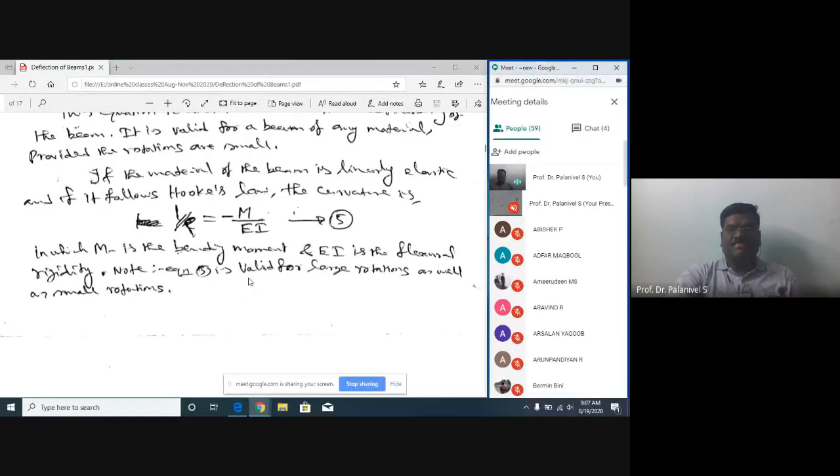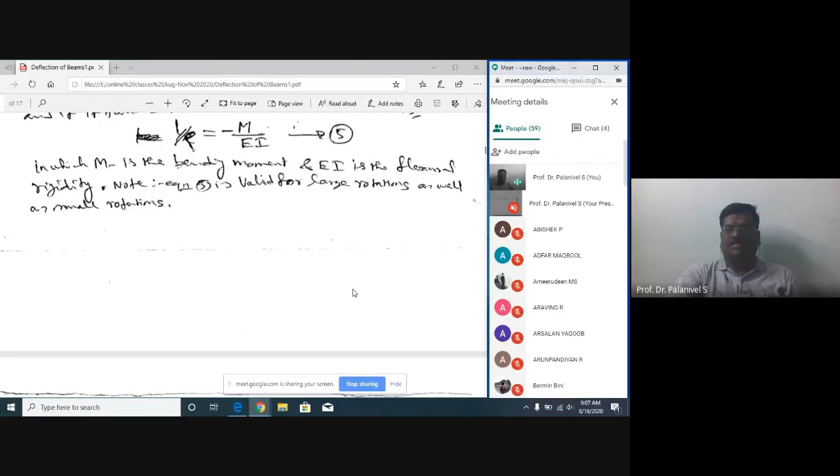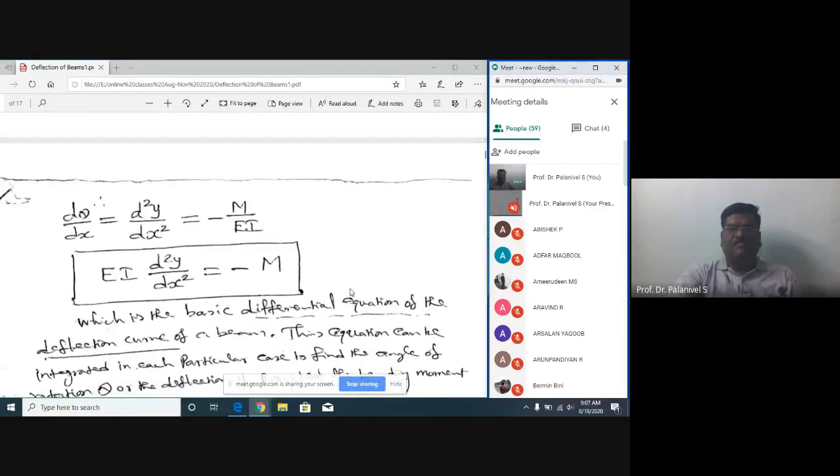Equation 5 is valid for larger rotations as well as small rotations. So it is well established in the literature already. The curvature is equal to minus M by EI. Therefore, you can equate this d theta by dx, the derivative of slope, which is d square y by dx square, equal to minus M by EI. From this, taking EI here, EI d square y by dx square is equal to minus M.